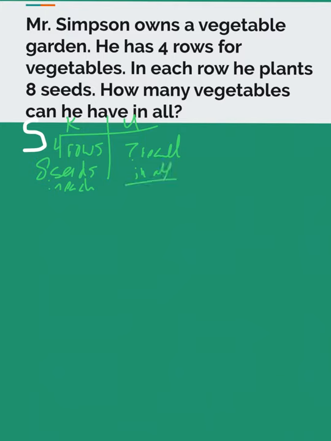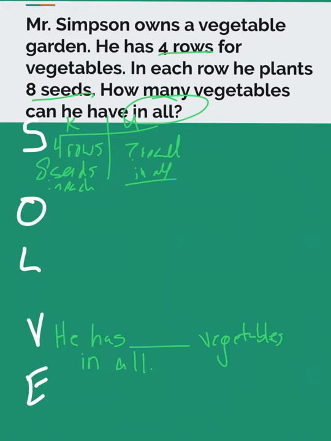Now, if you were doing keywords, you would say, oh, in all, that's add. But we're not adding here. I mean, we kind of are, because we're saying that there's 4 rows and there's 8 seeds in each row. But I'm going to show you a little something to explain why we can't just use in all as an automatic for addition. Alright, so we have our solution statement written. He has unknown vegetables in all.